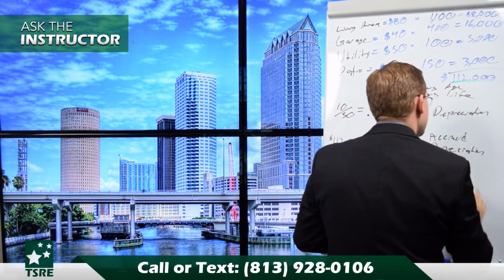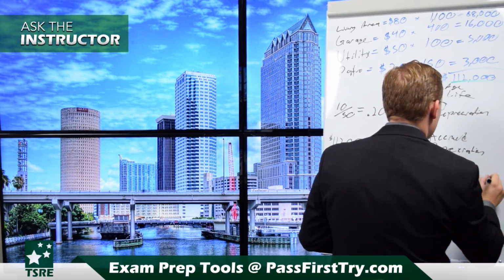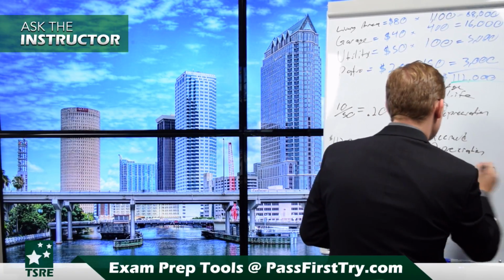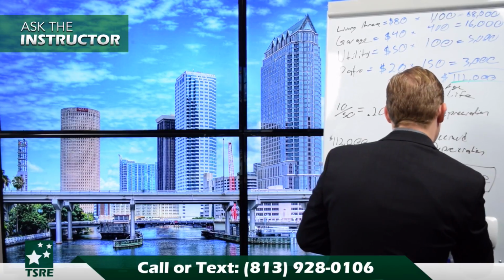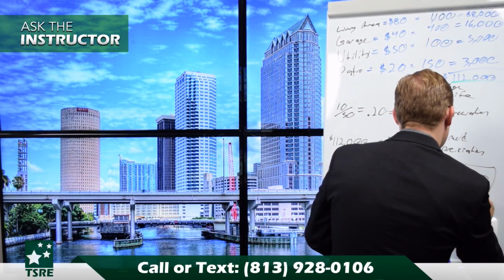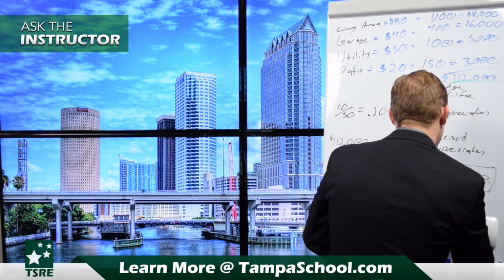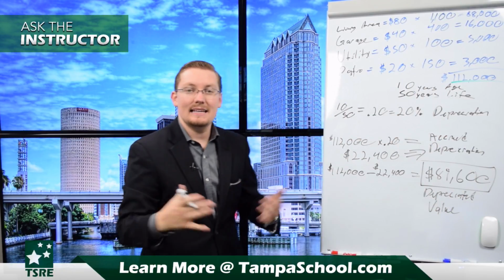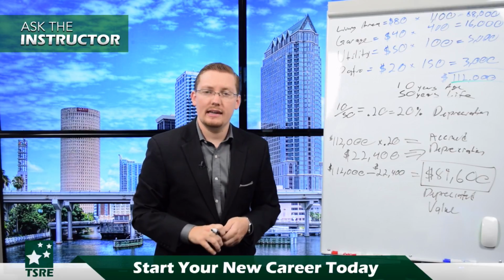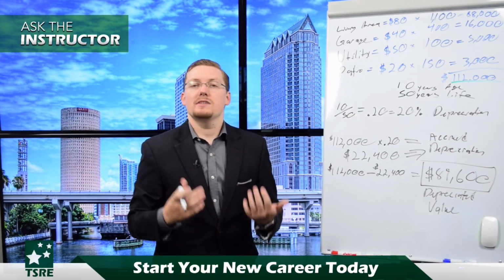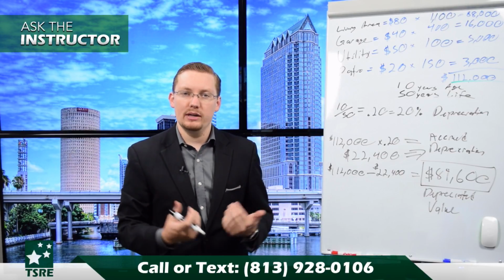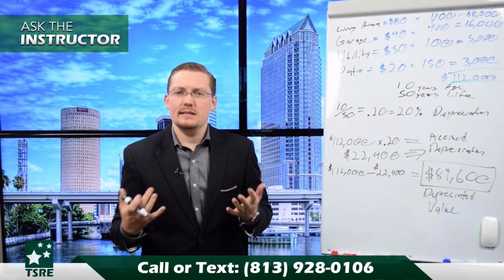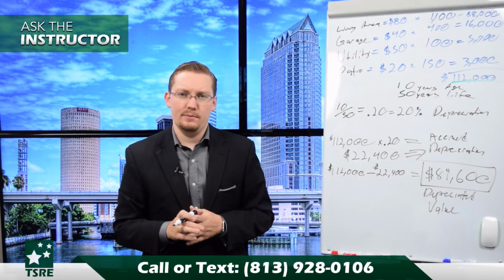And you can see how this is a different approach to looking at the value of the property here. So that's our depreciated value, the $89,600. And like I said, this is a completely different approach to looking at the value of the property. So you have to understand the practicality and the usefulness of these different approaches and what it is that you're really finding when you're using these different approaches to value.